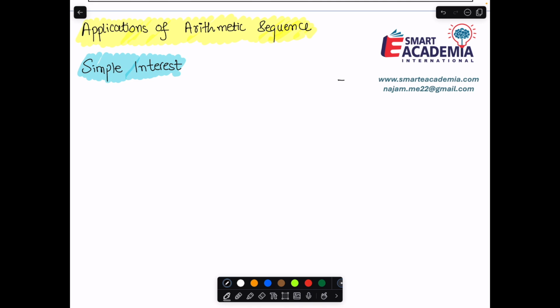Our today's topic is going to be on arithmetic sequence and series and geometric sequence and series applications. Let's see initially the applications of arithmetic sequence, and the very first application is simple interest.